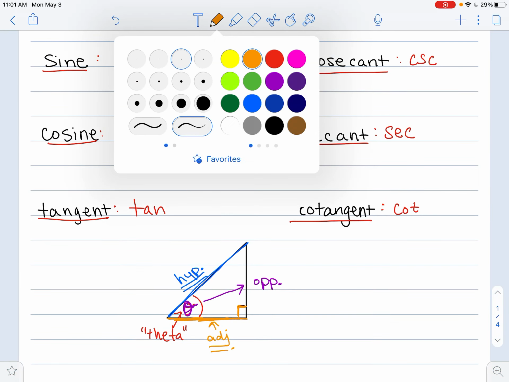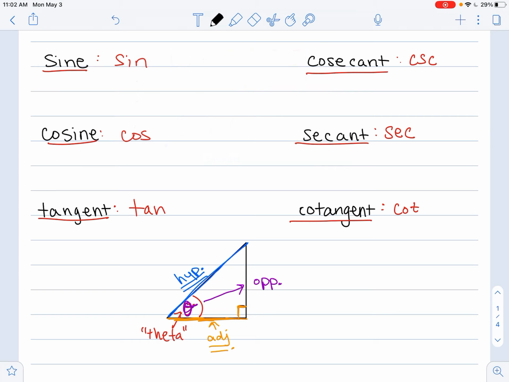So to find these ratios, sine, cosine, tangent, cosecant, secant, and cotangent, these are ratios within the right triangle. So we'd say the sine of this angle theta, and hopefully you remembered from last year, we have this saying, SOH CAH TOA. Okay, so remember, S stands for sine, and OH stands for the opposite and the hypotenuse.